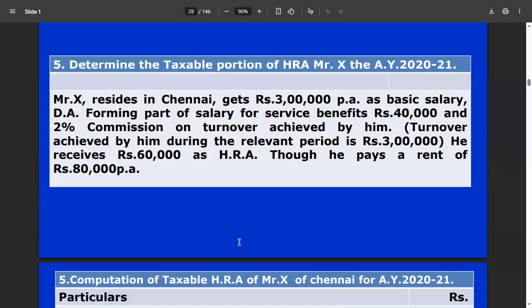So what is the basic salary? It's 3 lakhs. Dearness allowance is 40,000. So basic plus DA is 3 lakh 40,000. He receives the commission, and he receives HRA and pays the rent of 80,000 per annum. Now here the HRA amount is not mentioned, so we need to work out smartly. So just read the numerical. I'll wait for 2 minutes, then I'll explain this.